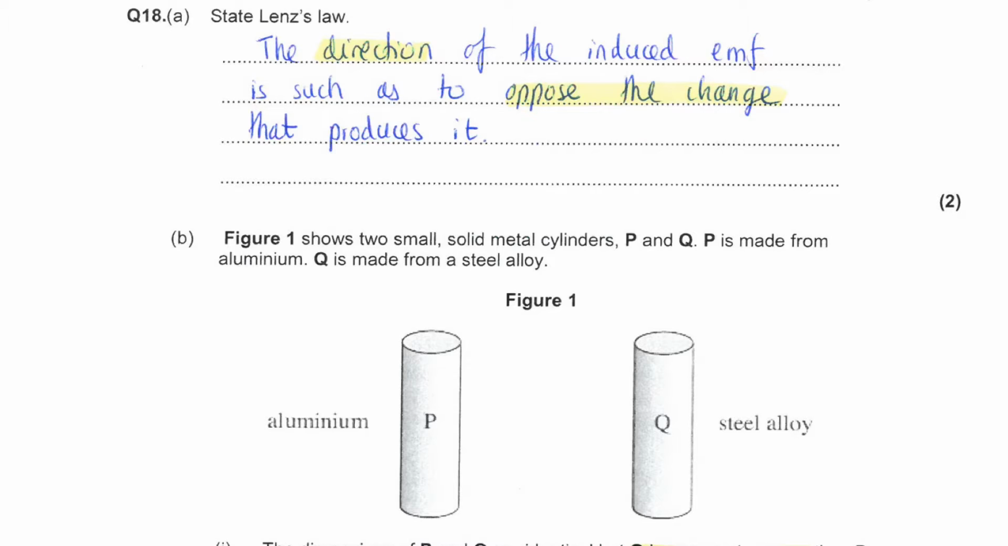about the direction. This is a consequence of the principle of conservation of energy, because when electricity is generated, that's a form of energy, work must be done to achieve that. And that is why there is a force that opposes the change.